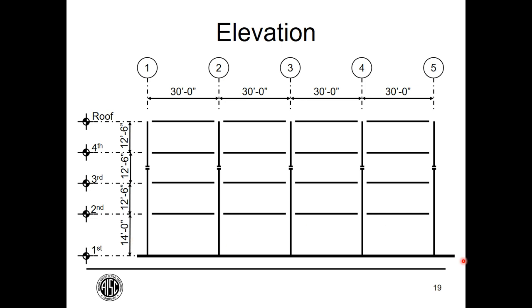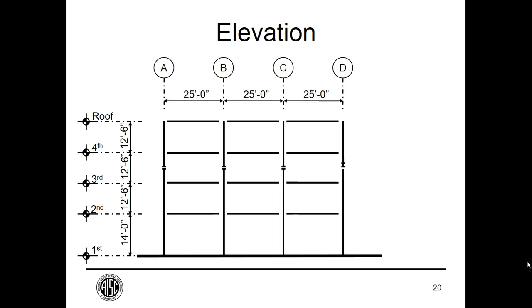So 4 bays in this direction, 3 bays in the other direction. Also, the column splices are here above the second floor. In the short direction, the bays are 25 feet, not 30 feet.